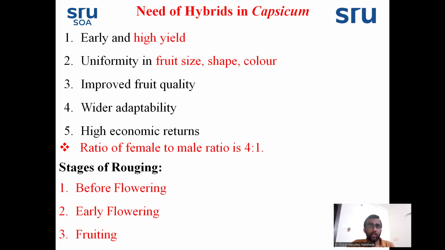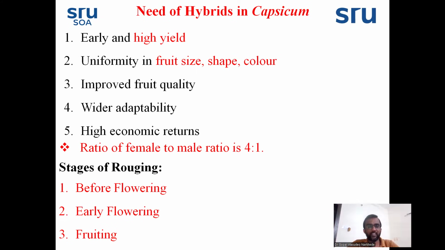Then, improvement in fruit quality. Okay. And next is wider adaptability. And if you go with earliness, high yield, uniformity, and fruit quality improvement, ultimately you will get high economic returns. So these are the 5 points which are responsible for hybrid development in capsicum.